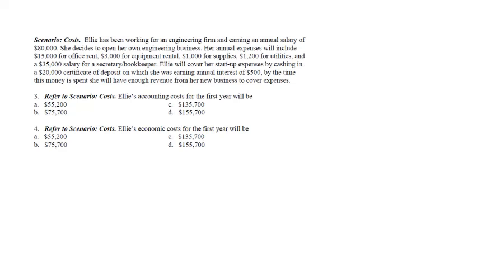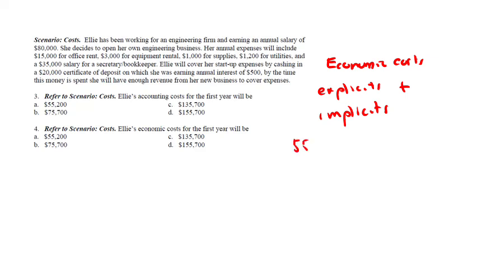We can jump right ahead to the next question, and it says, Ellie's economic costs of the first year will be what? Well, we're going to have the exact same, so let's write this down, economic costs. And those include both explicit costs, which the accountant counts, plus implicit costs. And those are the opportunity cost of resources or money that she gives up in order to start this business. So we have, again, from the accounting side, $55,200 in outlays, right? That's the $15,000 here, plus this, plus this, plus this, plus this, okay?